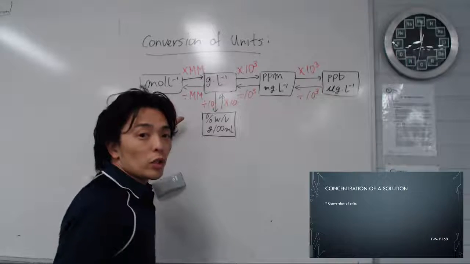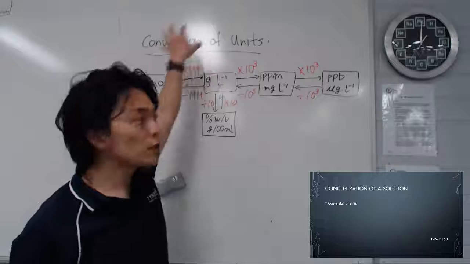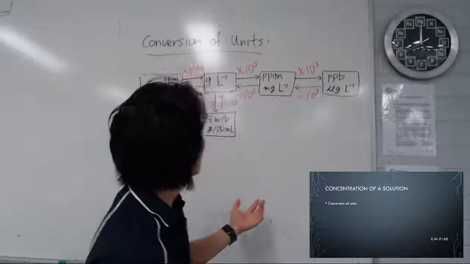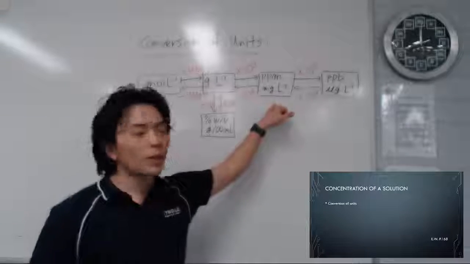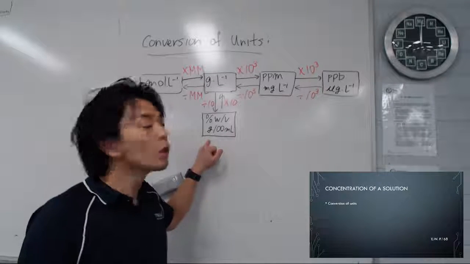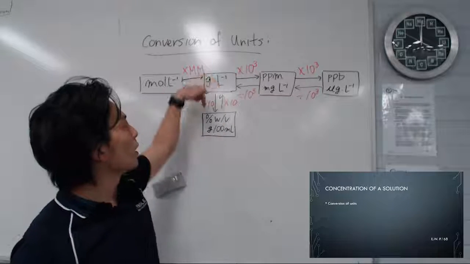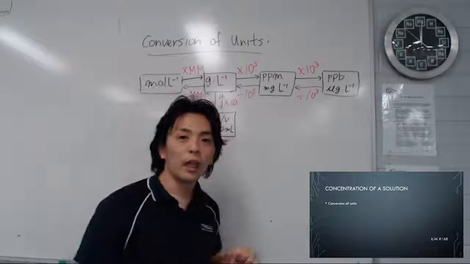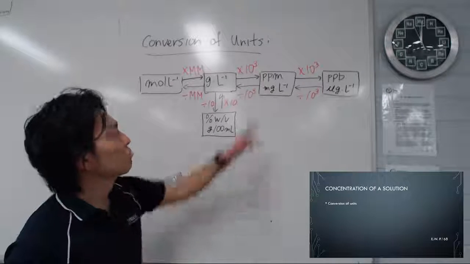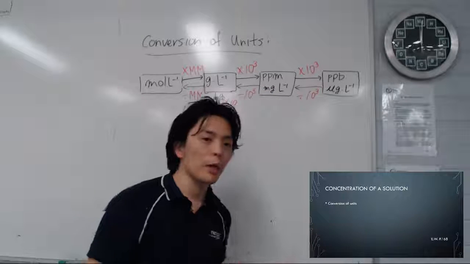Okay. So if you are ever asked to convert molar concentration to parts per million, you would have to multiply by molar mass first and then times by 10 to the power 3. Or if you're asked to convert milligrams per liter to, for example, percent weight per volume, you might have to times by 10 to the power 3 and then divide by 10. You could do that maybe in combination of the two. You could just maybe multiply by 10 to the power 2. So that's about it for conversion units.